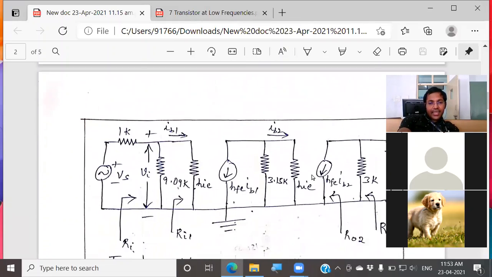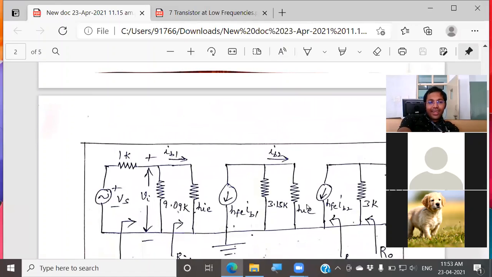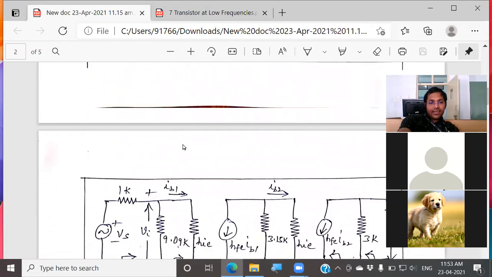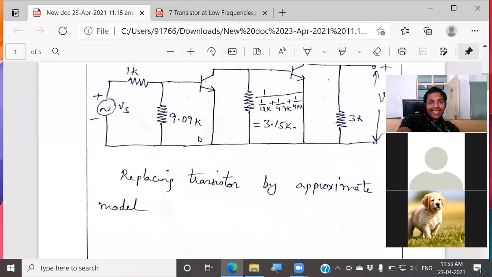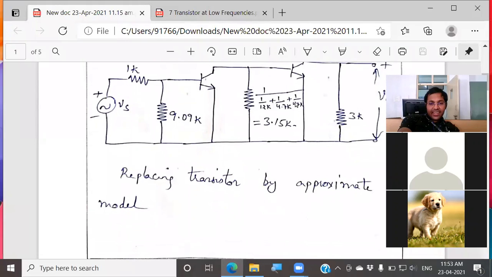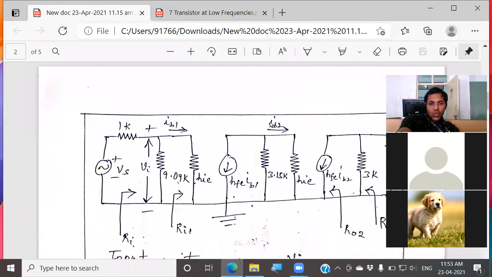Again, for the second transistor, HIE, HFE IB. To avoid confusion, we are giving names: IB1, the current entering the base of the first transistor, and IB2 for the base of the second transistor. So we are writing HIE, HFE IB1, HIE, HFE IB2. The question may be, can we take both HIE, HFE the same?